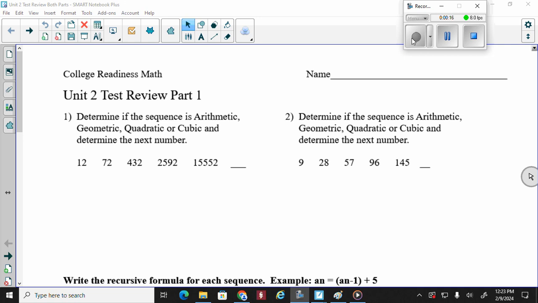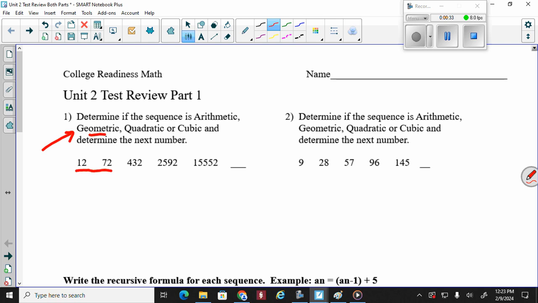All right, question number 1, determine if the sequence is arithmetic, geometric, or quadratic. Remember, the first thing always, guys, is to look to see if it's geometric, because geometric is the oddball. That's the one where you can't subtract. It's all about multiplication. So what I always like to do is look at the very first two numbers. Can I multiply anything by 12 to get to 72? Well, yes, I can actually multiply by 6.